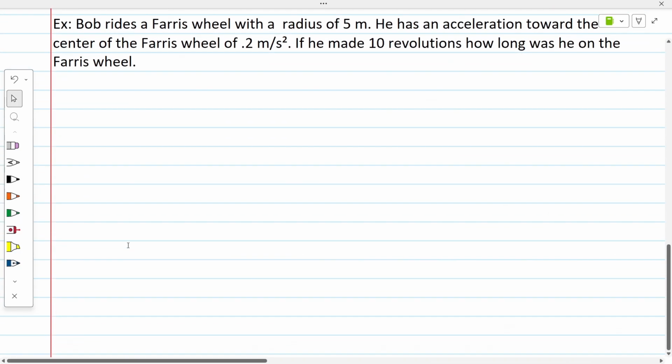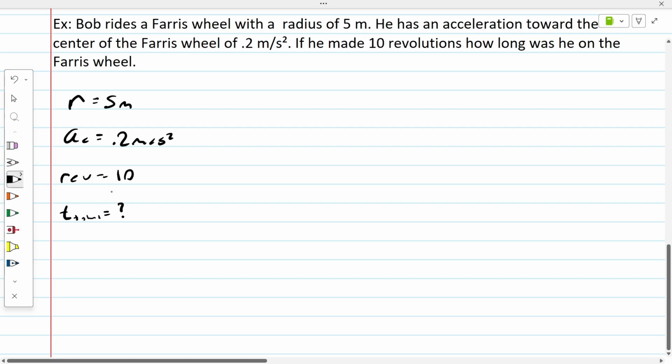Bob rides a Ferris wheel with a radius of 5 meters. He has an acceleration towards the center of the Ferris wheel of 0.2 meters per second squared. If he made 10 revolutions, how long was he on the Ferris wheel for? As always, let's write down what we are given here. The radius is equal to 5 meters, there's some centripetal acceleration of 0.2 meters per second squared, and he made 10 revolutions. We want to know the total time, which I'll note as t total.